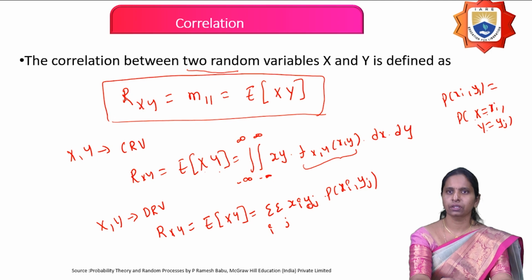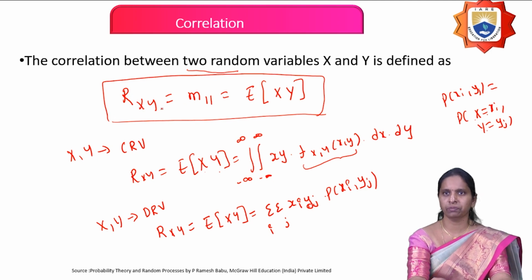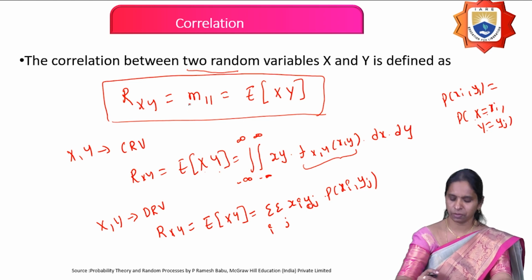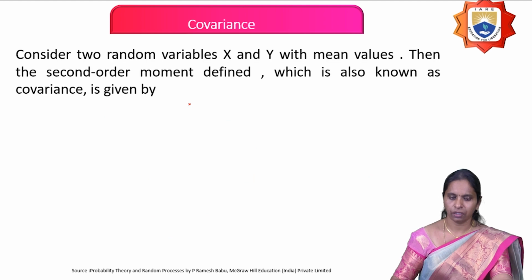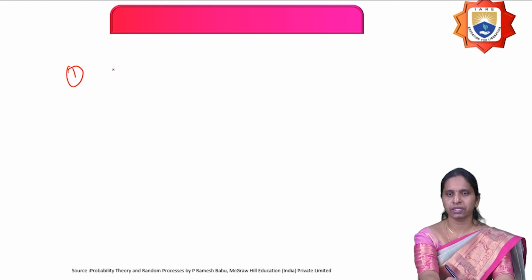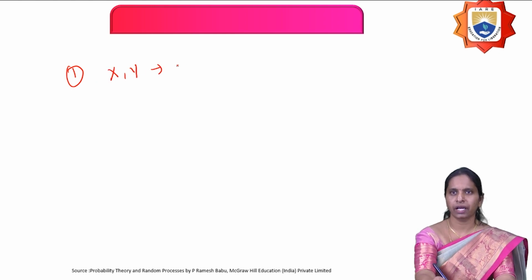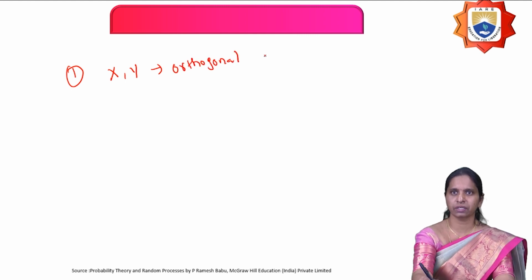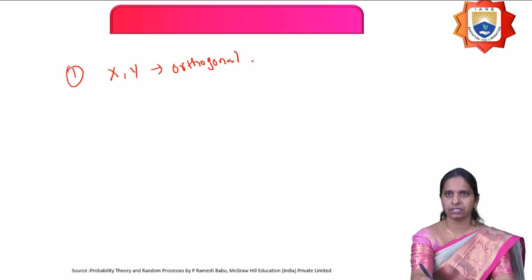And therefore, the correlation between two random variables x and y is given by expectation of xy. This is nothing but the second order joint moment about the origin. Now, if you are taking different conditions, what is the first case I am taking? I am taking the first case as if x and y are orthogonal random variables.